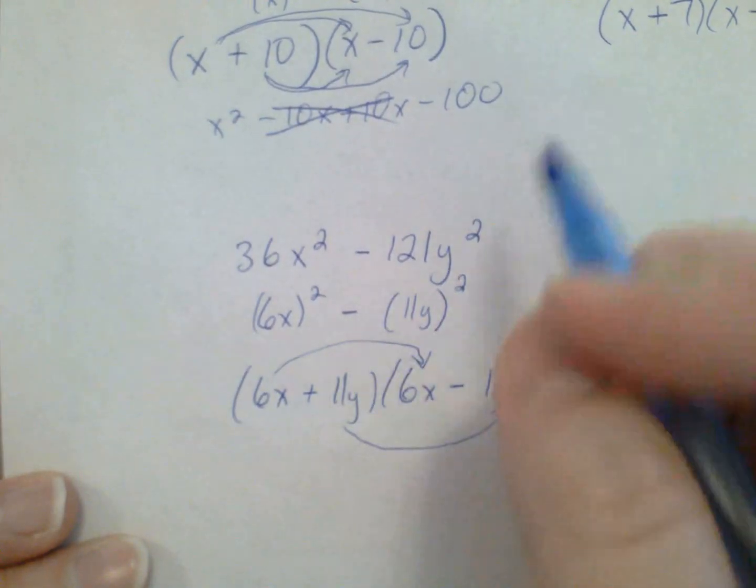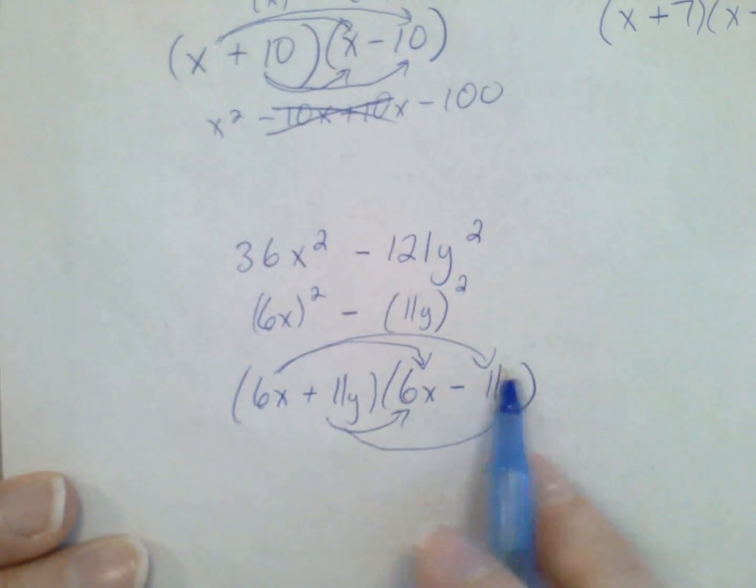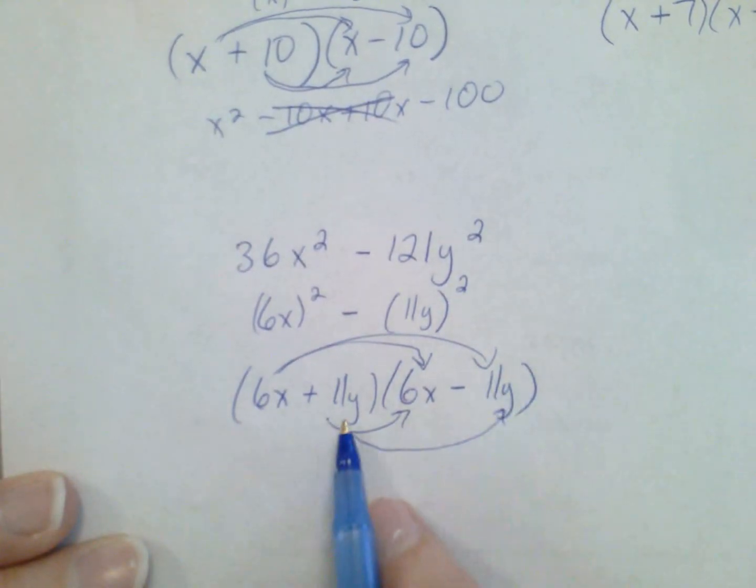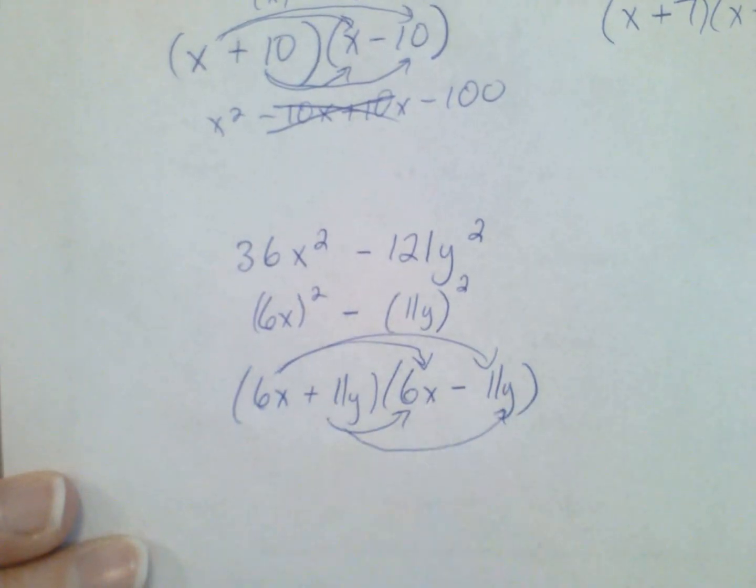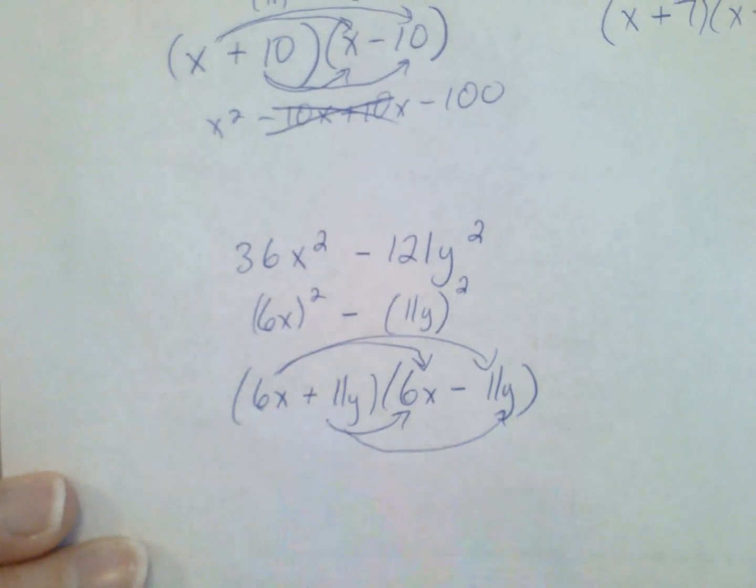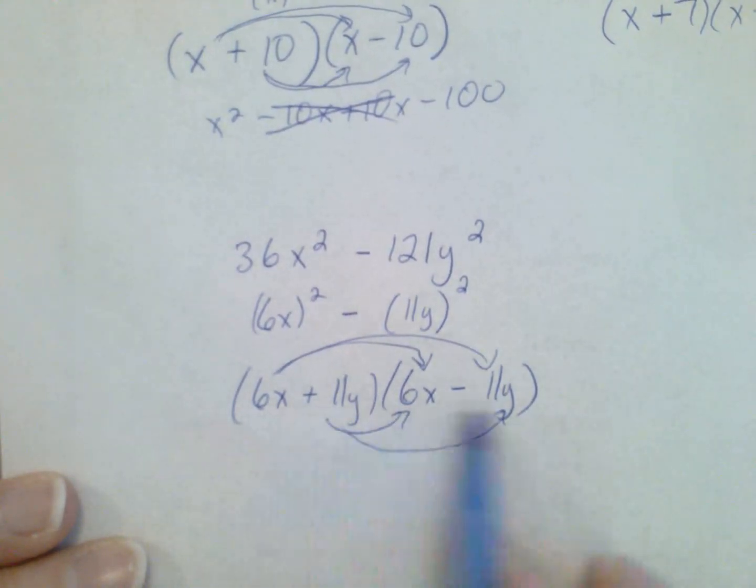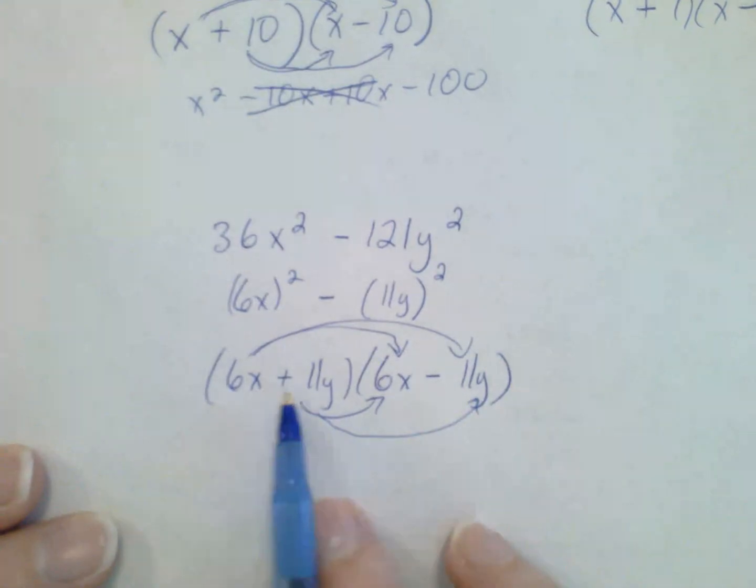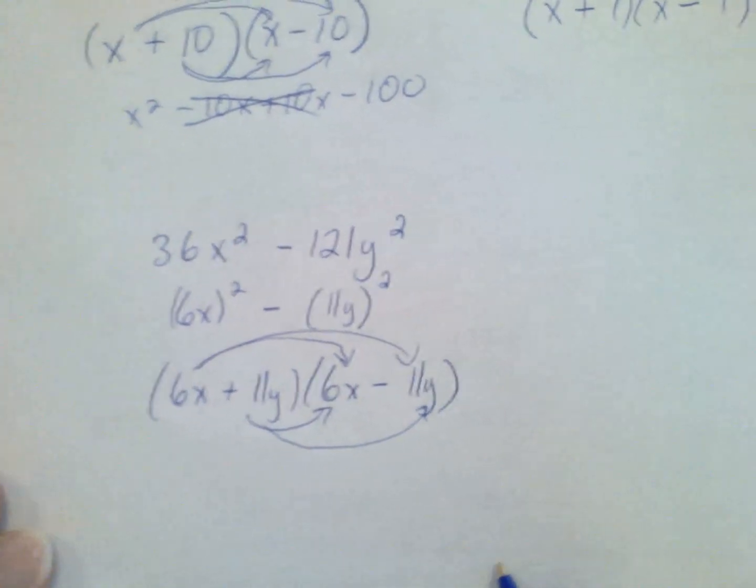And then my inside terms are going to cancel each other out. The negative 66xy, positive 66xy would cancel each other out. So this is my factored form: 6x plus 11y, 6x minus 11y.